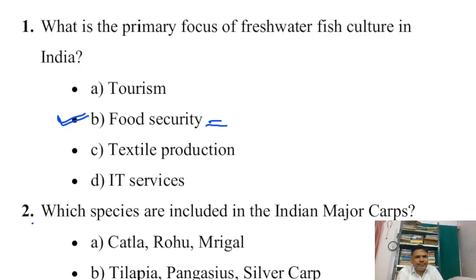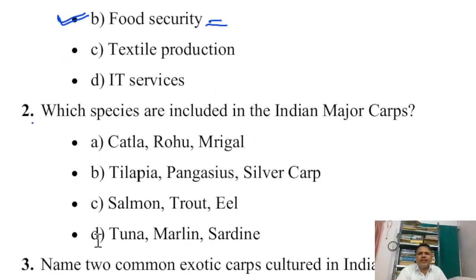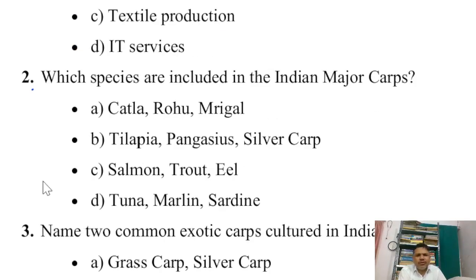Second question: which species are included in the Indian major carp? As we know, the Indian major carp are three species. These are Katla, Rohu, and Mrigal. So, option A is correct. These three species are included in the Indian major carp. These are termed as Indian major carp.